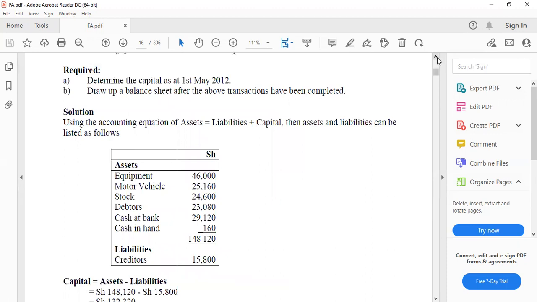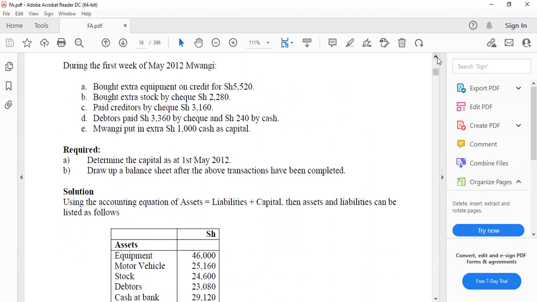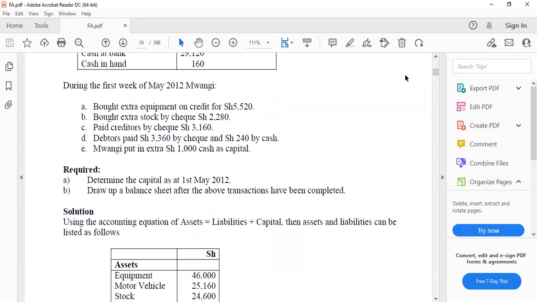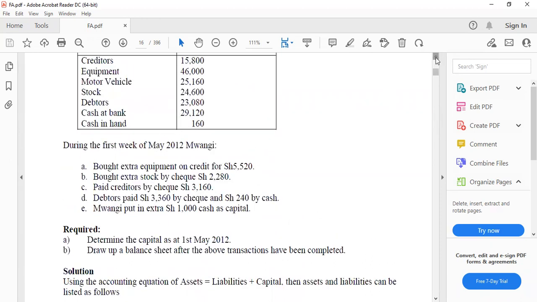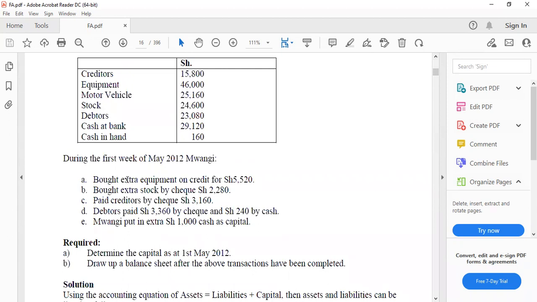Remember, I had mentioned that this purchase of this item brought in some adjustments. Brought in some adjustment in the sense that, for instance, if you bought extra equipment on credit, we say that equipment will increase, the creditors will increase. If you bought extra stock by check, that means the amount in the bank will reduce and then the stock will increase. So when you make this adjustment, you shall have the net figures. Those are the ones we are going to draw up the balance sheet for.